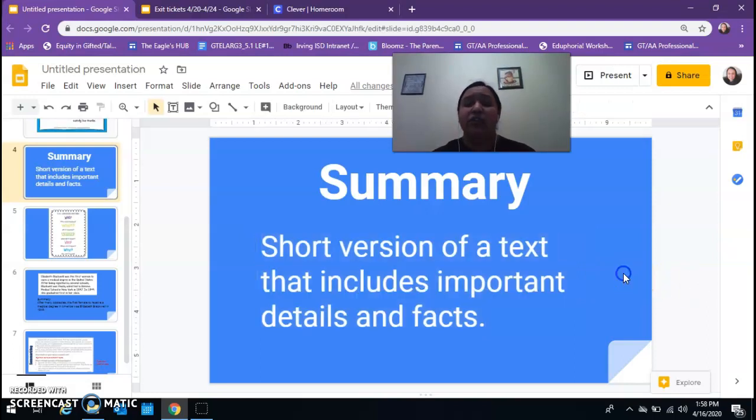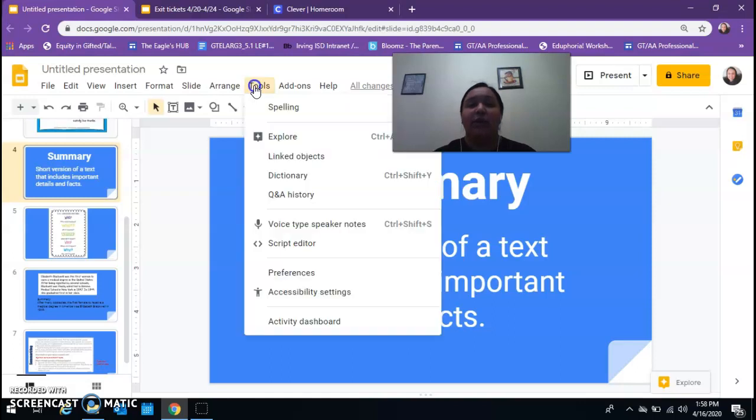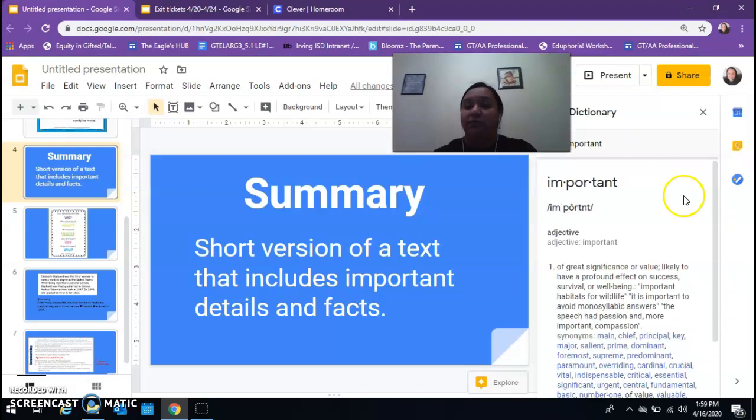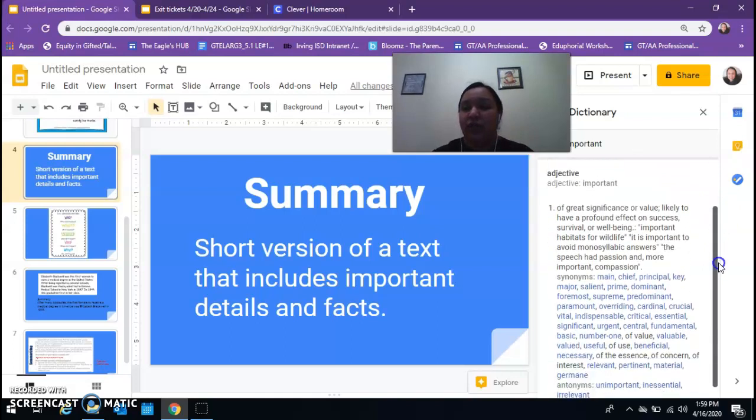Now, if you're having trouble, or you did it but you still don't feel well about it, or you're not 100% sure about it, I want you to go to tools. If you click on dictionary, this is a pretty cool tool. You just need to type a word that you need to find the meaning for. So let's use the word important.